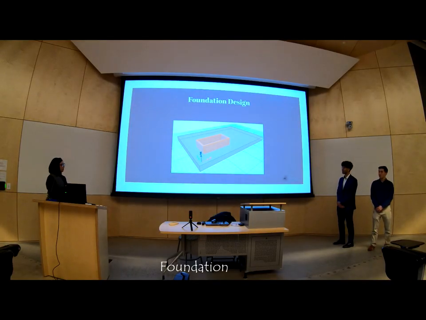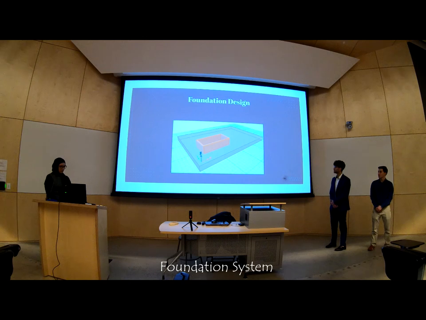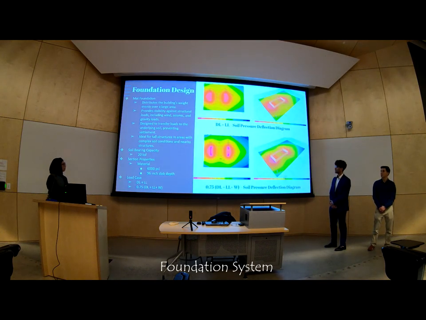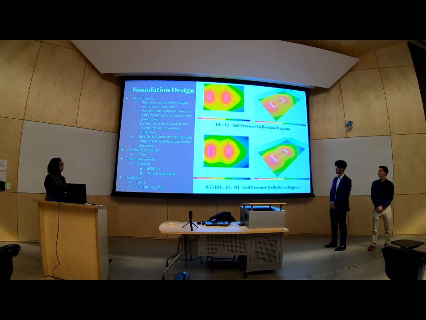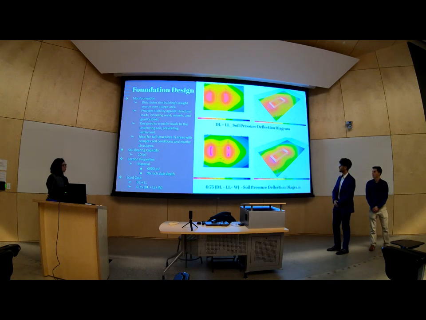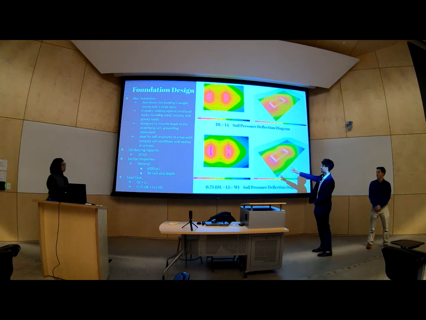Right, so to go over the foundation design, this is our dead load plus live load soil pressure deflection diagram. And as you can see with the 0.75 factored in, as well as the wind load, they look practically identical. This is a 3D. So as you can see, all the soil pressure lies where the core is.